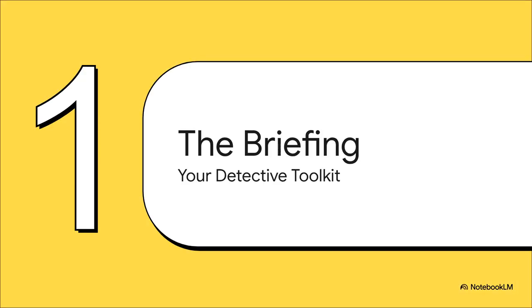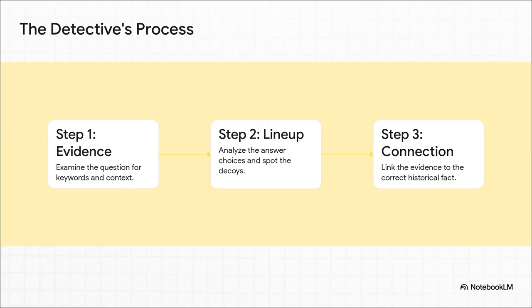You know, every great detective has a process, right? A specific way of looking at a crime scene. Well, this is ours. We're about to break down a super simple 3-step method that you can use for pretty much any question that comes your way. It's really that simple. First up, you examine the evidence.